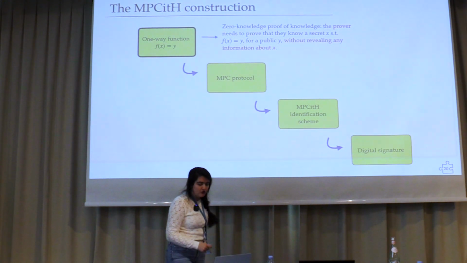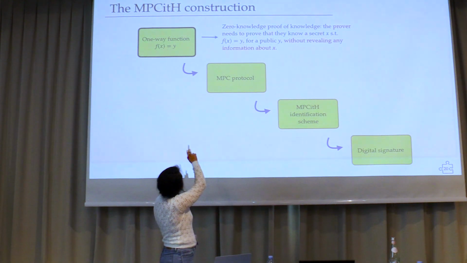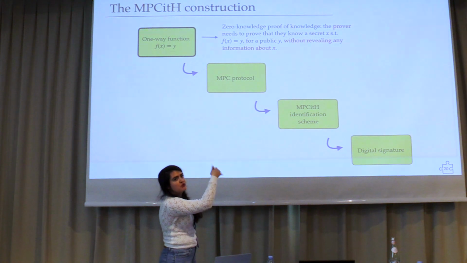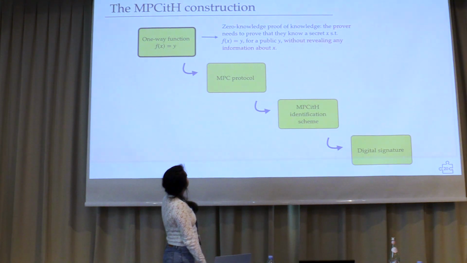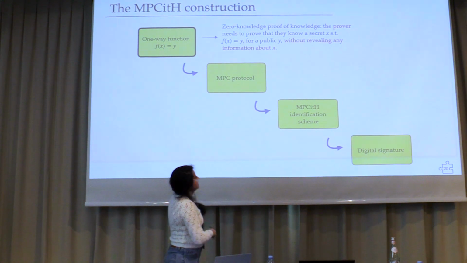Okay, so that is it. You want to prove that you know X, you know a pre-image of Y under this F, but without revealing anything about the pre-image.